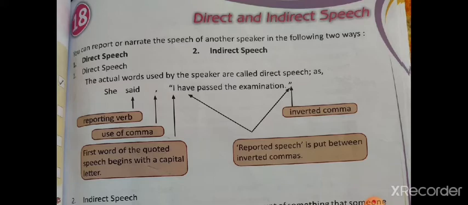So the reporting verb is said, a comma is always used in direct speech, and the first word of the quoted speech begins with a capital letter. This is very important. And here the reported speech is put between the inverted commas. So whatever has been said is the reported speech, and that has been put between the inverted commas. I hope it is understood. Let us come on to the indirect speech.